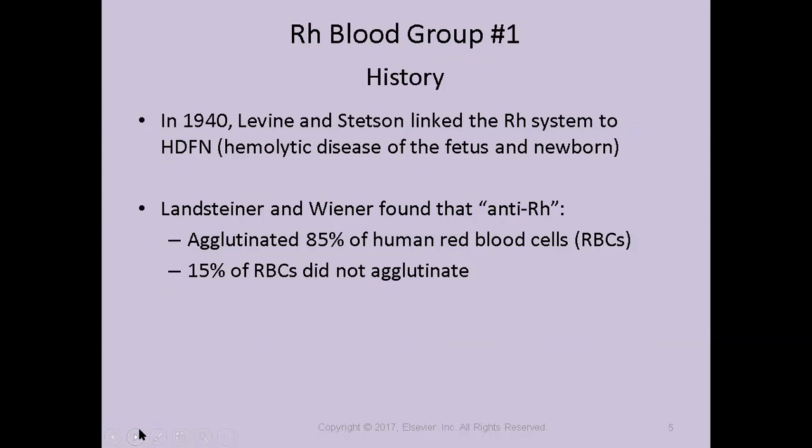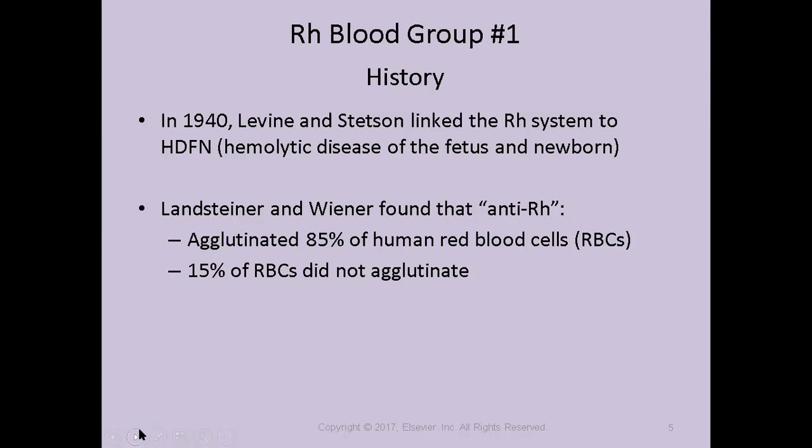So let's get started. History of the RH blood group system. It was discovered or linked to red cells and transfusion in the 1940s, and 2 researchers who were really integral to learning more about the RH blood group system were Levine and Stetson. They linked the RH system to hemolytic disease of the fetus and newborn. And once we get into module 3, we're going to be getting into a lot of detail about HDFN and when it can arise.